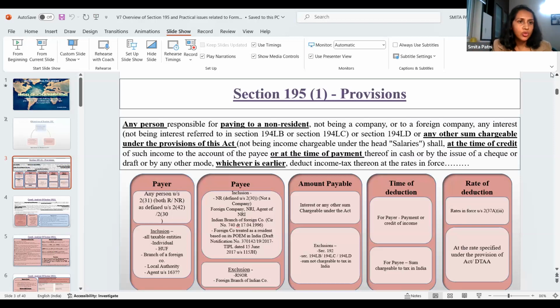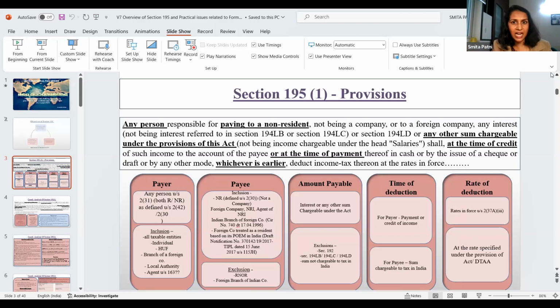They have excluded 4 categories in it. In interest, they have excluded 3 categories: 194LB, 194LC, and 194LD. They have excluded these because they are already taxable at a subsidized rate by the department itself, so they do not come under the ambit of 195.